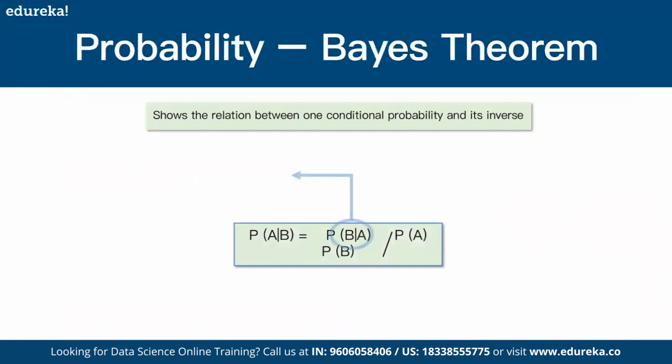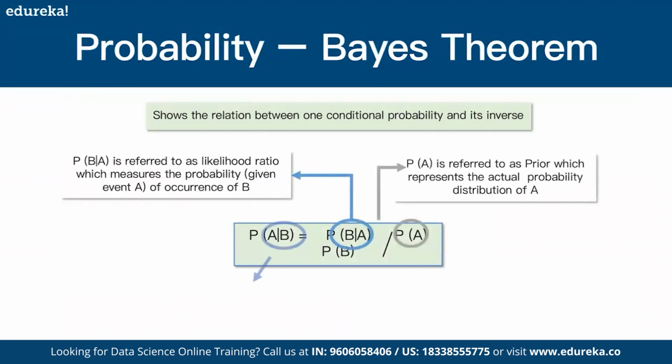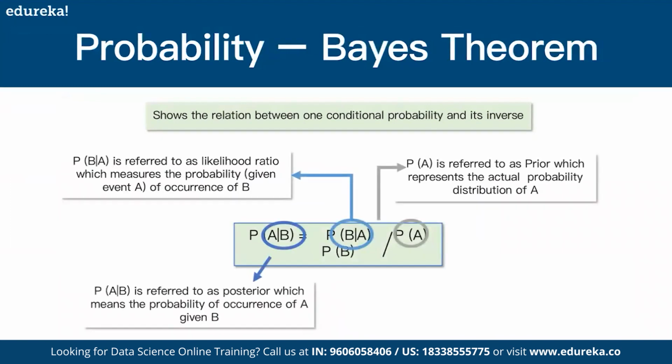So this is Bayes theorem, which I discussed with you. P(A|B) equals P(B|A) times P(A) divided by P(B). P(B|A) is referred to as the likelihood ratio, which measures the probability of the given event A for the outcome of B. So here P(B|A) means what is the probability of B given that A happens. And what we want to find is the probability of event A given that B happens.